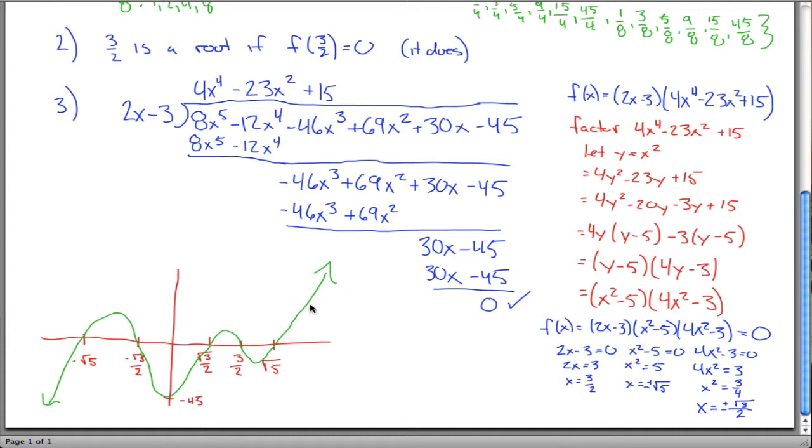There's a lot of things that could be wrong about this graph, but in our class, we just have to make sure it goes through these 5 points, has the proper end behavior, and then goes through this point also. So that is the end of this kind of long perfect problem.